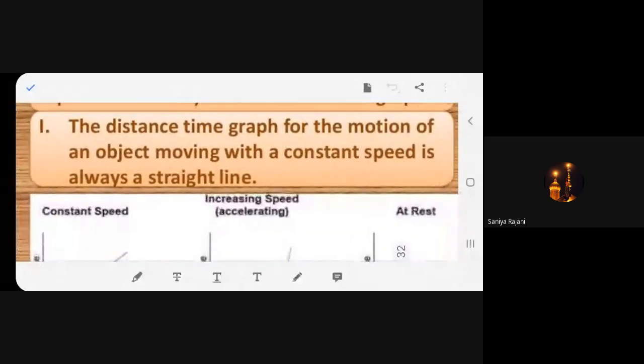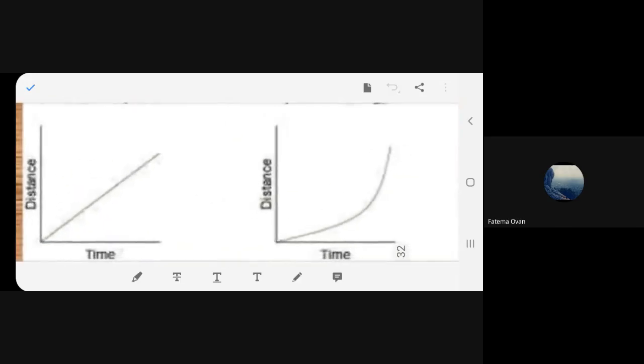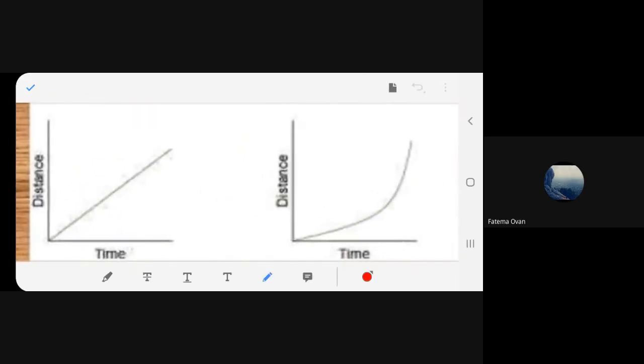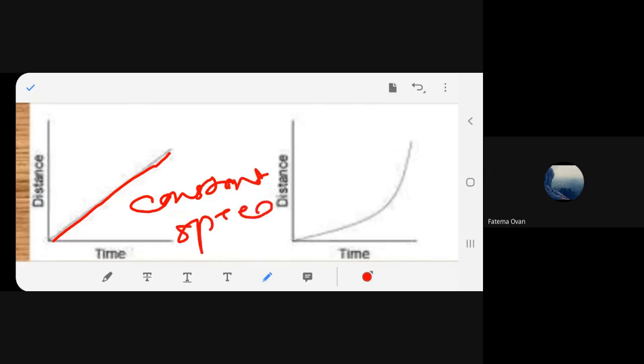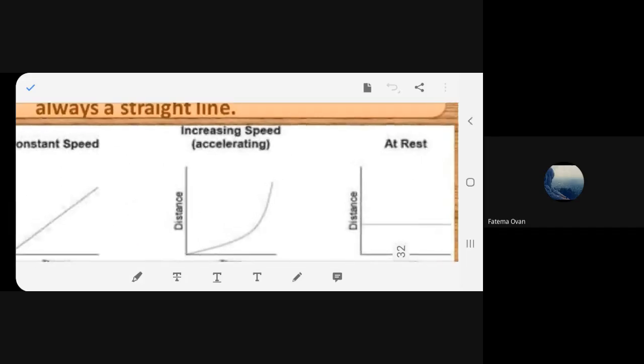Read. The distance-time graph for the motion of an object moving with a constant speed is always a straight line. Can you see this over here? It's a distance-time graph, so it's a straight line. That is what it shows: a constant speed. Understood? It is going in a straight line.